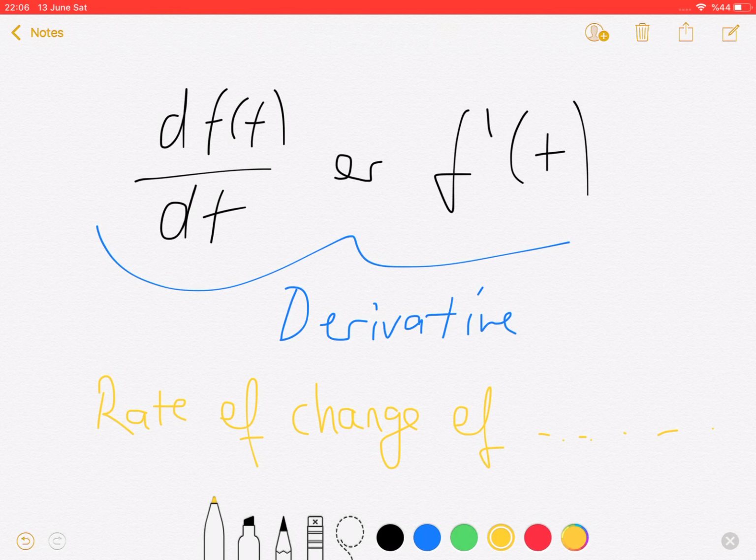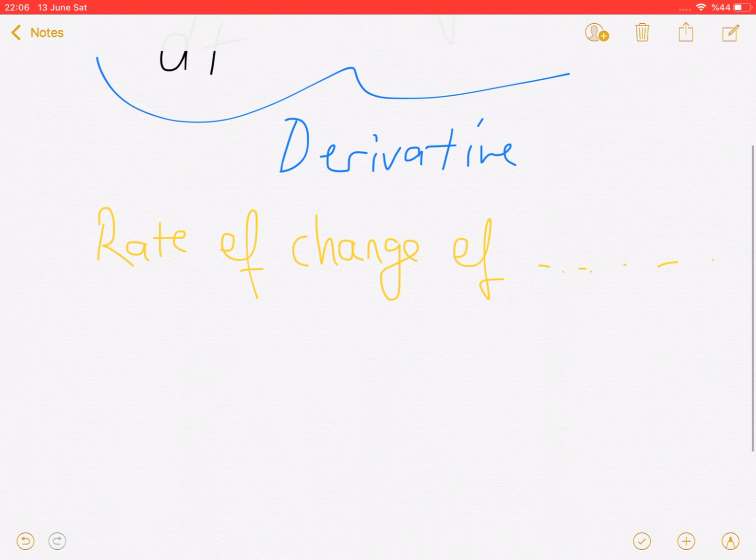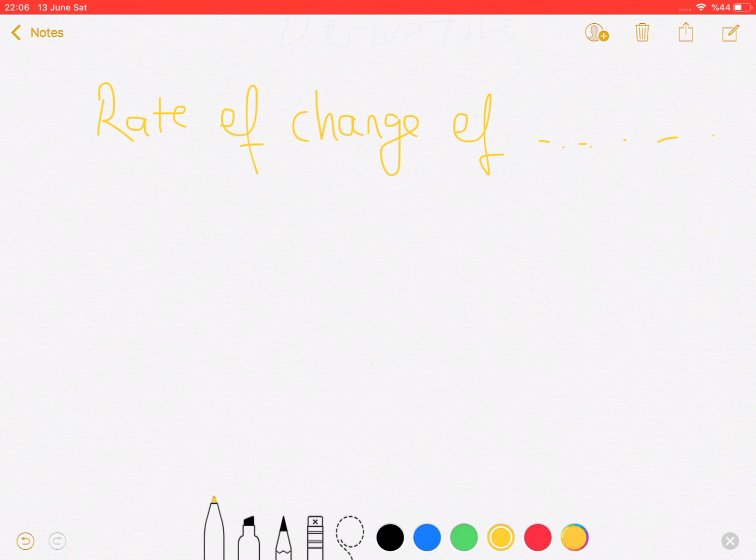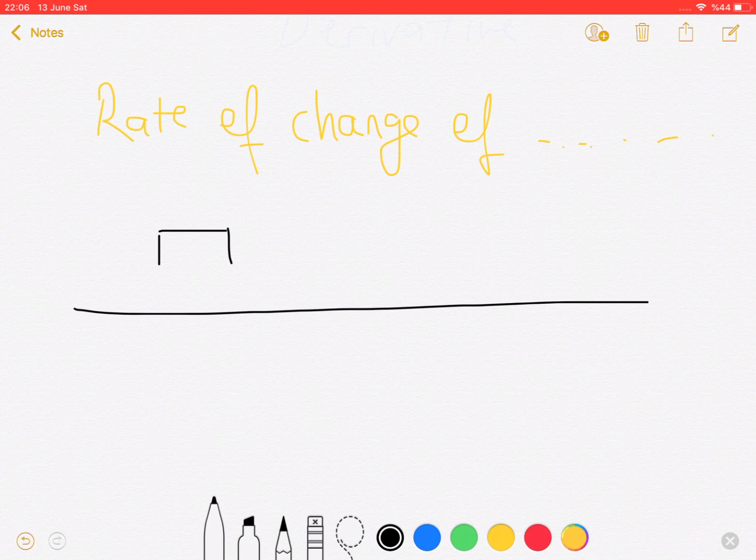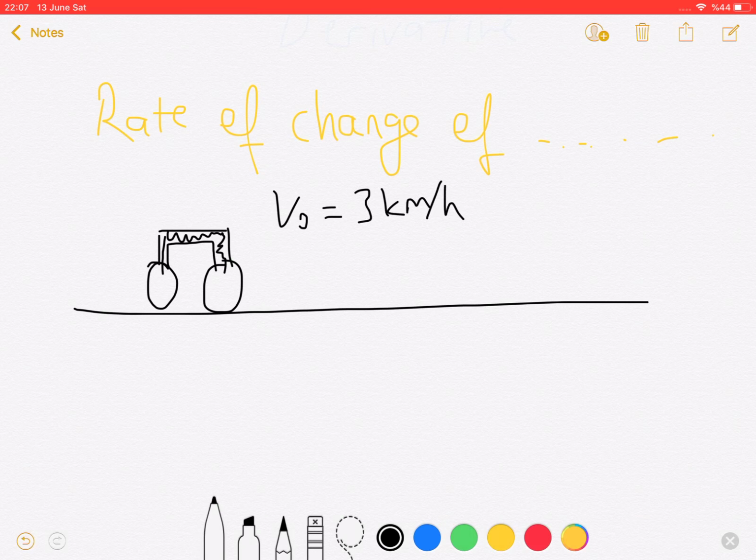I know this is kind of theoretical and doesn't make sense in your mind. Let's try to give a concrete example. This is my road. It's my car. My drawing's really bad, by the way. Okay. Tire. Okay. My car has an initial velocity of 3 km per hour.